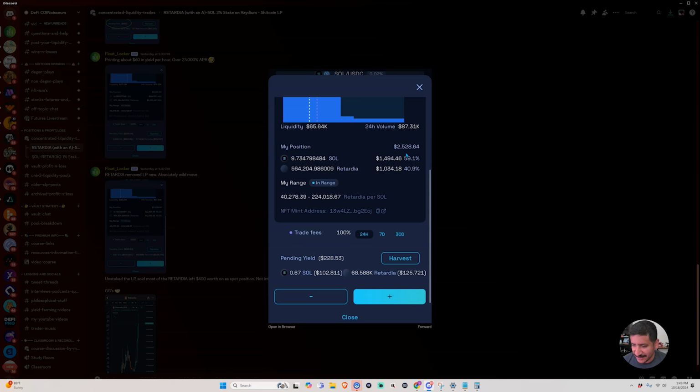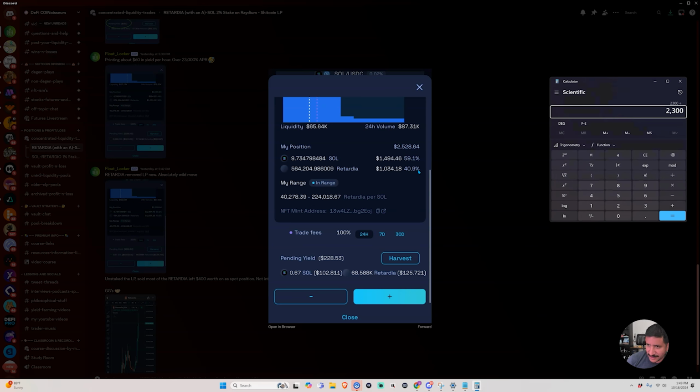So over $2,000 in yield, right? More, I made over 100%, right? Let's say $2,300-ish divided by $1,500. 153% return in a day. And most of that was through the price appreciation of Retardia.